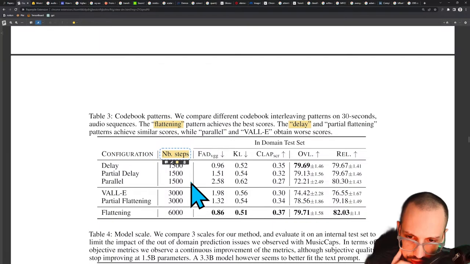Number of steps. So you can see here how the delay pattern results in the least amount of steps, which is kind of telling you why they did this delay pattern, versus flattening, which has almost like six times as many steps.